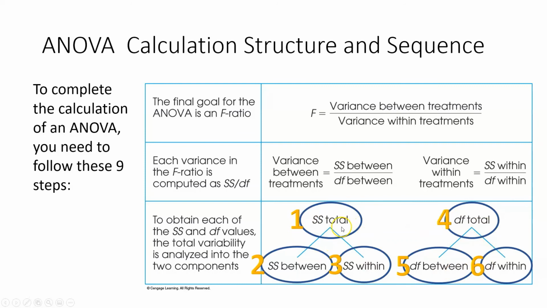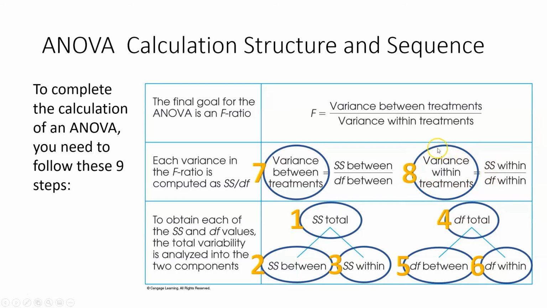After you finish those first 6 steps, then you compute the variance between treatments, which is the sum of squares between divided by the degrees of freedom between. Remember, variance is SS over DF. So we're computing the variance between by taking the sum of squares between and the degrees of freedom between and putting those in a fraction. Step 8 is to take the variance within treatments, SS over DF for within. So you take this SS within and this degrees of freedom within, and you pit them against each other, and you get this variance within.